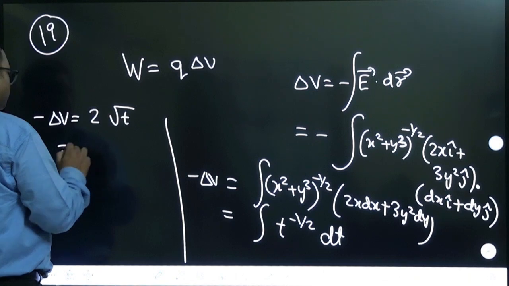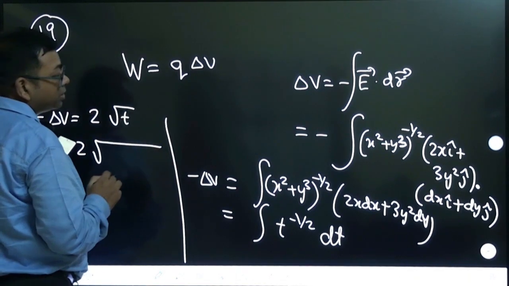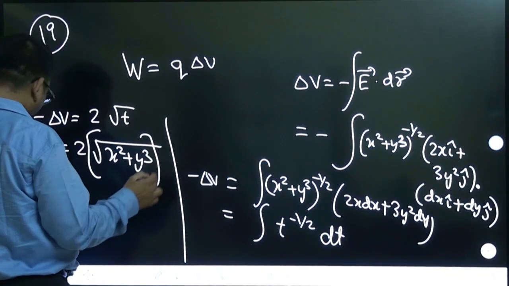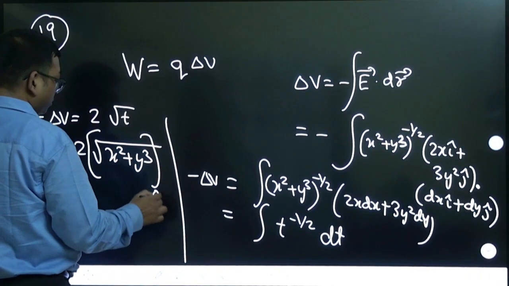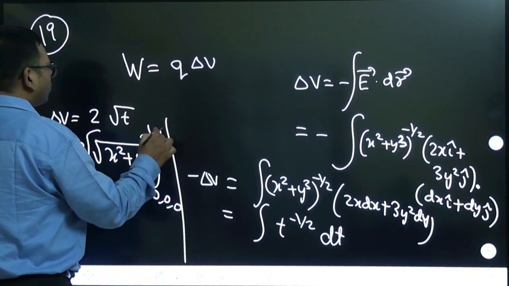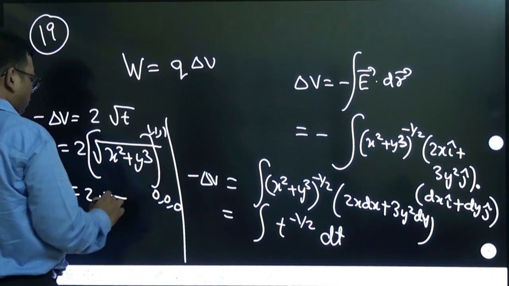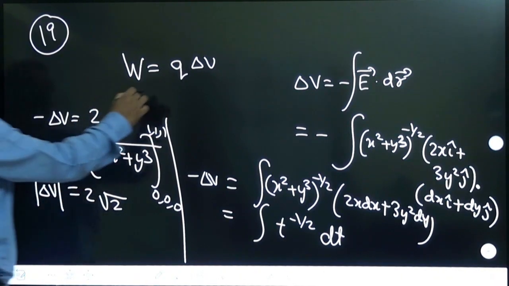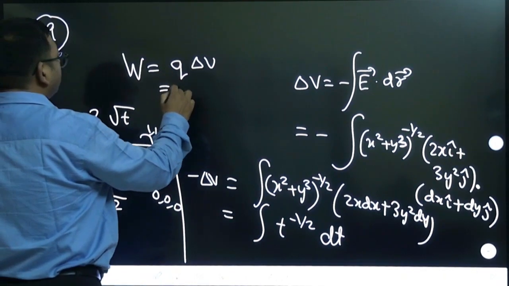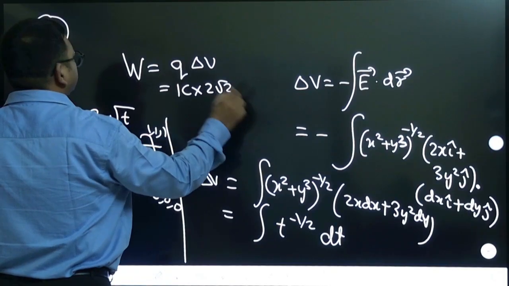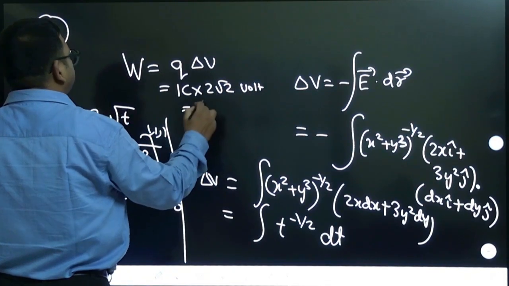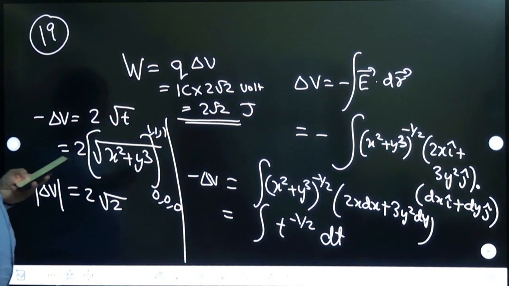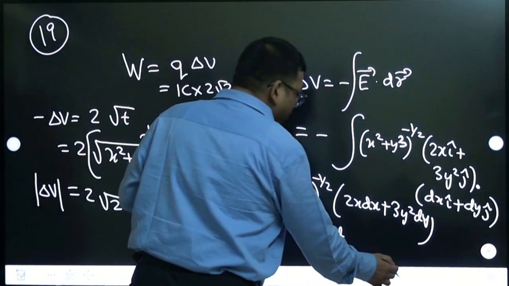Now you can substitute it back. So root under t was what? T is x square plus y cube. Now you put the limit from where to where? 0, 0 to 1, 1. Substitute. So root 2. Right, magnitude, let us take magnitude of delta V. So substitute work done. Charge is how much? Charge is 1 coulomb, and this is 2 root 2 volt. So that's what it is, 2 root 2. This is the answer in joule SI unit. Correct, option 3. Next, let us go to the next question.